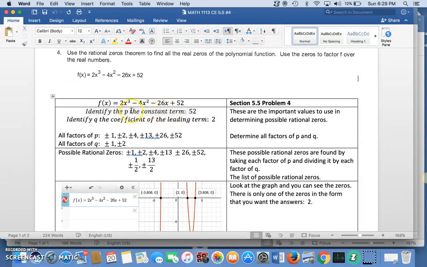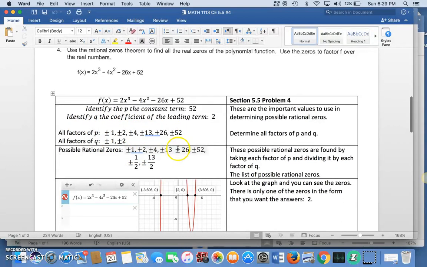Identify the p, which is the constant term, is 52. Identify the q, which is 2. This is all of the factors of 52, and these are all of the factors of 2. You take all of p and put it over all of q. Well, if you take those and you put it over 1, you've got those numbers. 1 over 1 is already here. 2 over 1 is here. 4 over 1 is here.